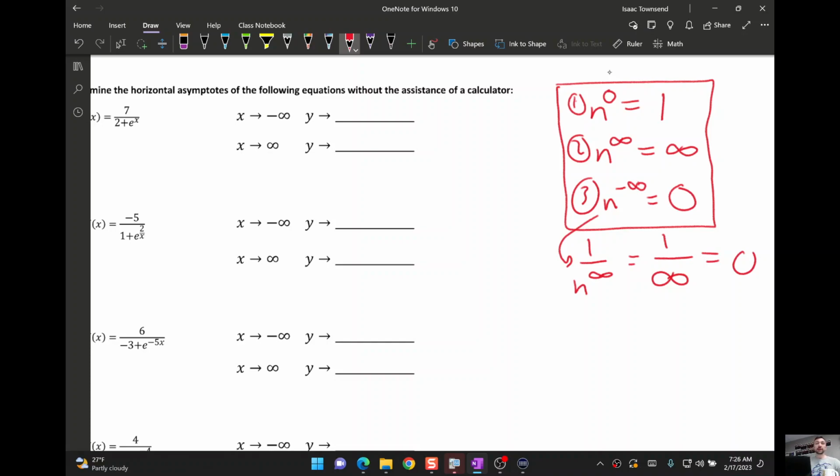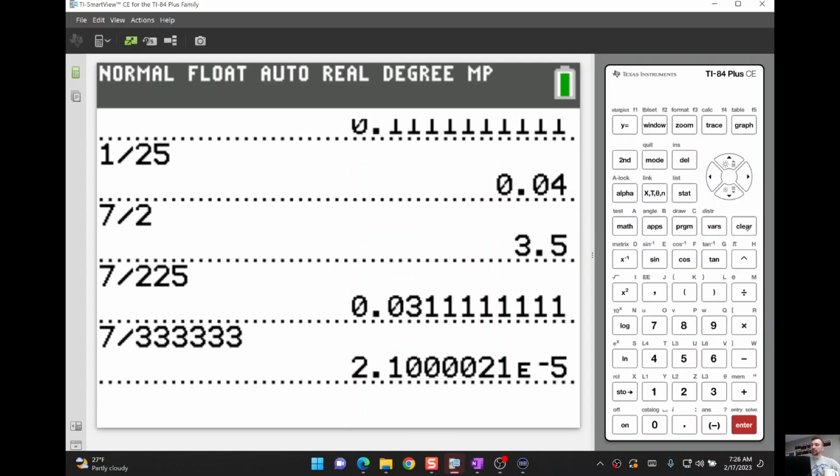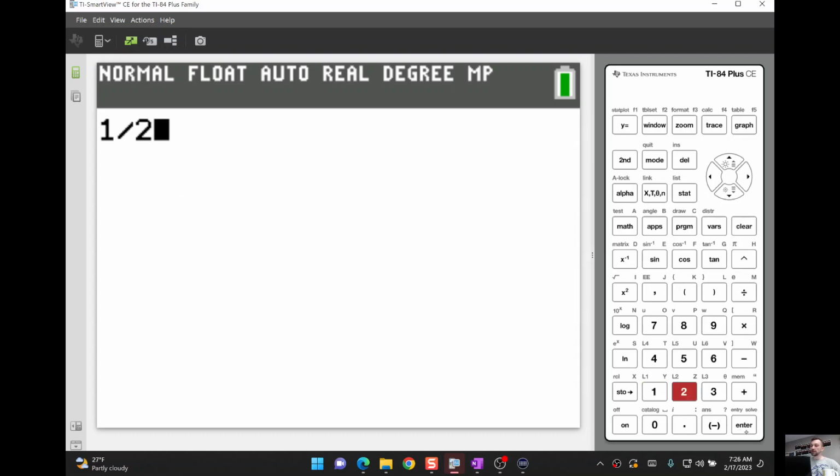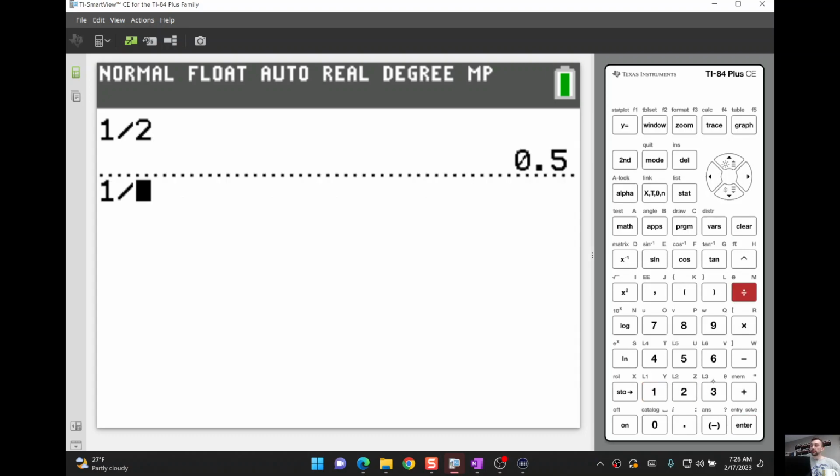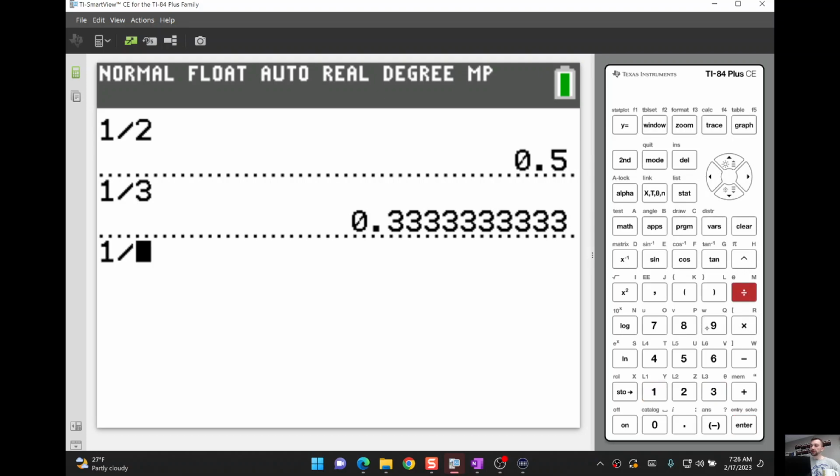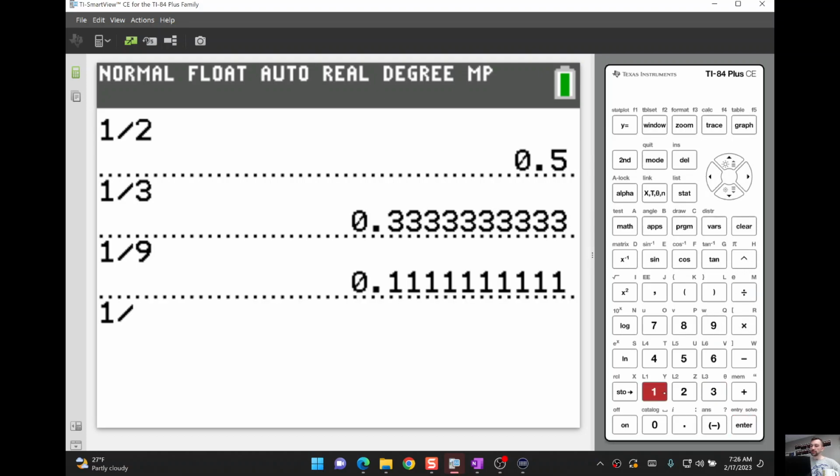Now, it's good if you understand why this equals 0, but since this is going to come up so much, this is one of the 3 things I would memorize. But just to try to help you see that, 1/2 versus 1/3 versus 1/9 versus 1.